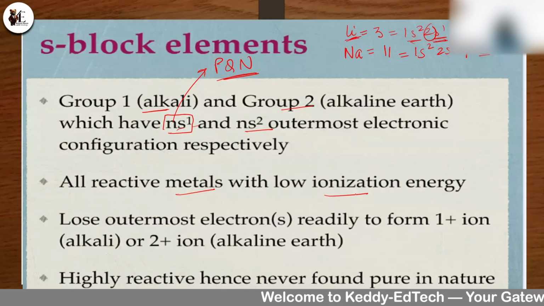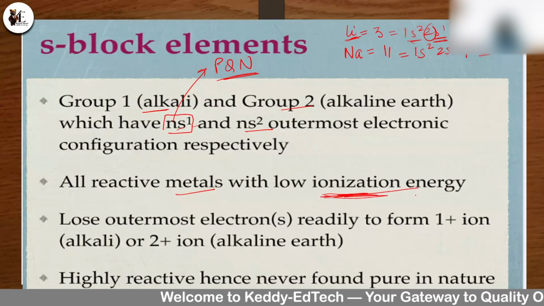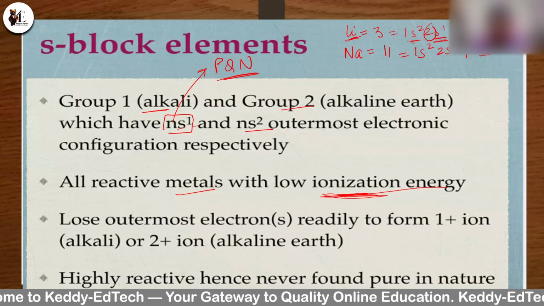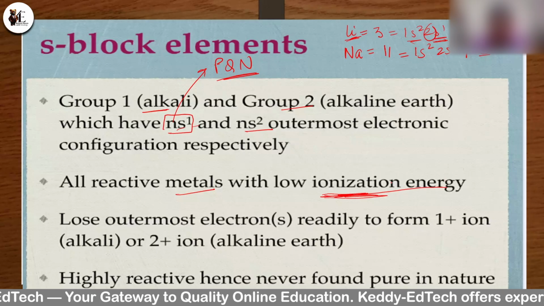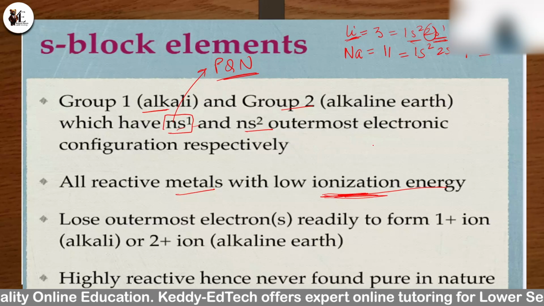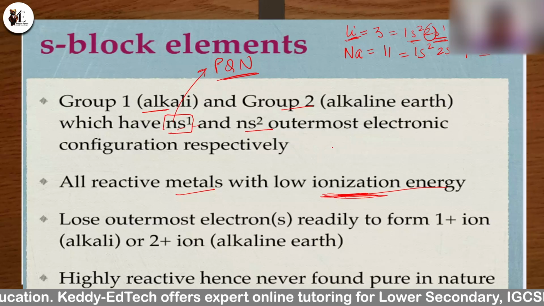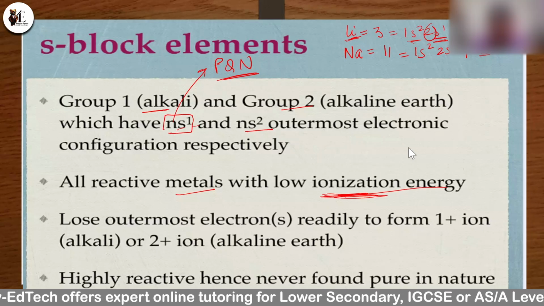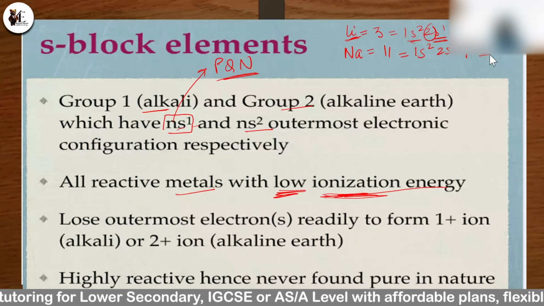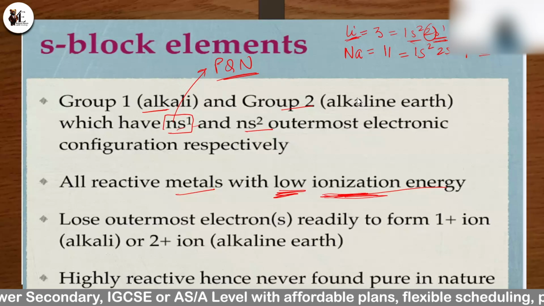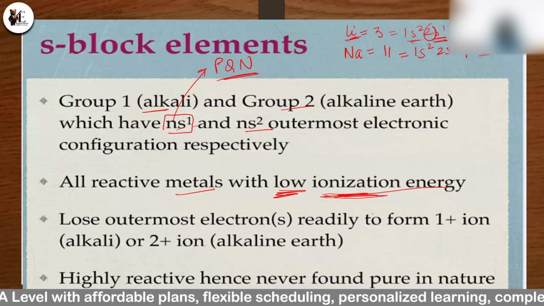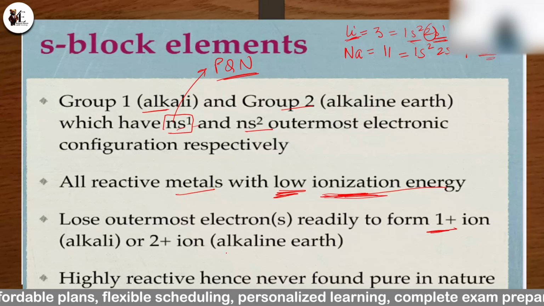Why do they have low ionization energy? Can you tell me what is the meaning of ionization energy? The energy that is required to remove one electron in its gaseous state to form a gaseous ion. Yes, very good. So it has very low ionization energy because, as I told you, this outermost electron wants to be removed from here easily to complete the stability. It loses outermost electrons readily to form 1 plus ion or 2 plus ion.